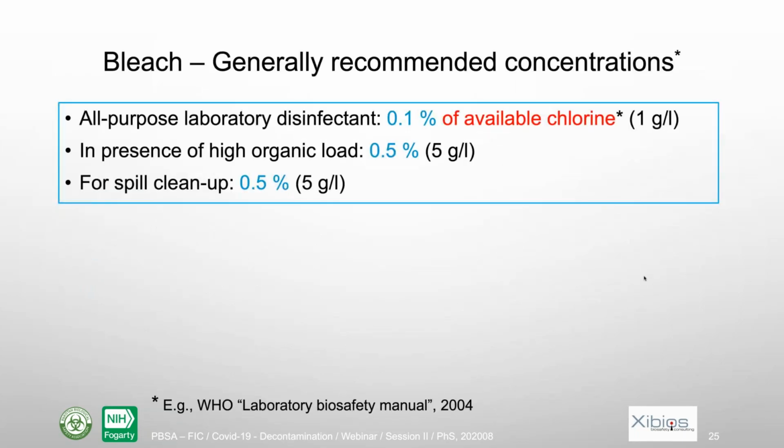So the generally recommended concentration for an exposure time, contact time of 15 minutes for most laboratory application is 0.1% of available chlorine, meaning 1 gram per liter of available chlorine. In presence of high organic load, you need to work at a higher concentration, and then we use 0.5%. Also for spill cleanup, because we want to always be on the safe side, we don't know exactly what is spilled and so on, we work at the highest concentration, that means 0.5%.